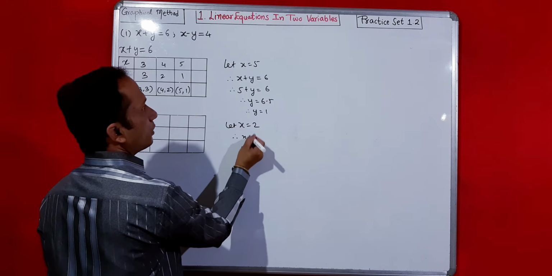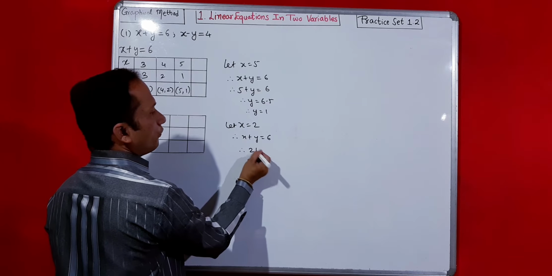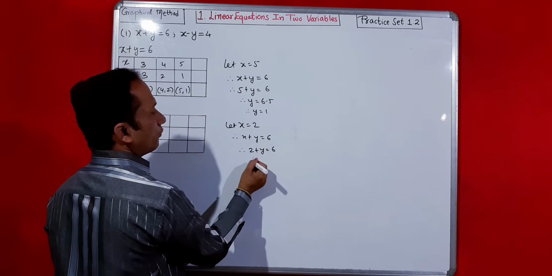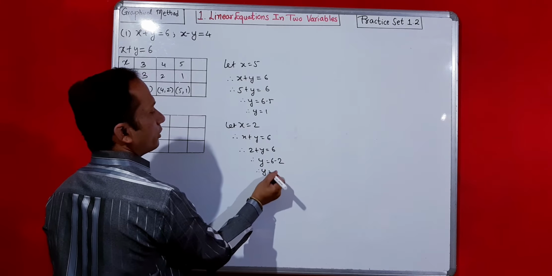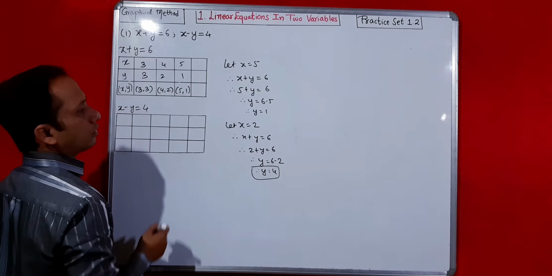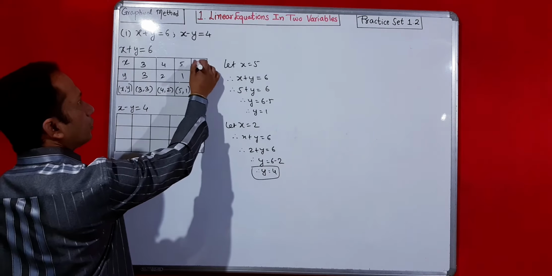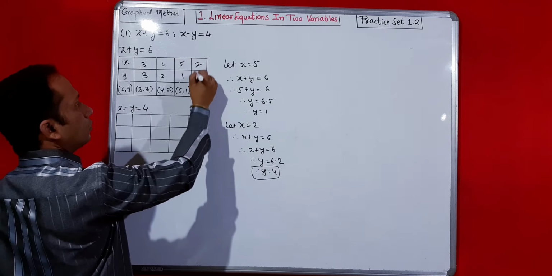Therefore x plus y is equal to 6. Therefore 2 plus y is equal to 6. Therefore y is equal to 6 minus 2. Therefore y is equal to 4. So x is equal to 2, y is equal to 4.